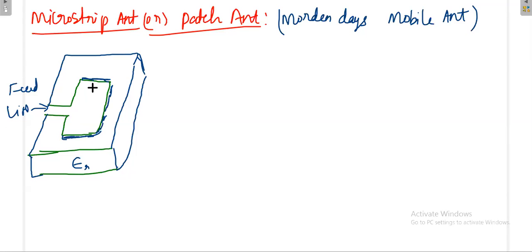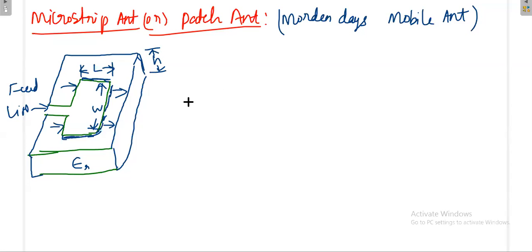Because of this conductivity nature, once you pass the current, there will be some electric field. The electric field nature will be like this. Again, this is the length of the conductor, this one is the width of the conductor, and this is the height of the dielectric medium.